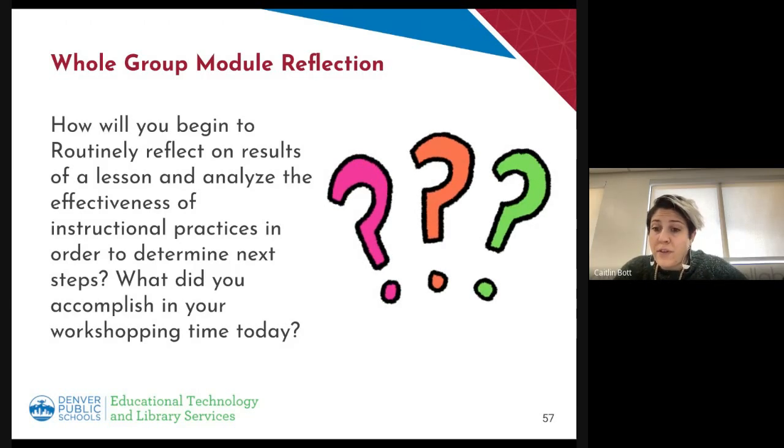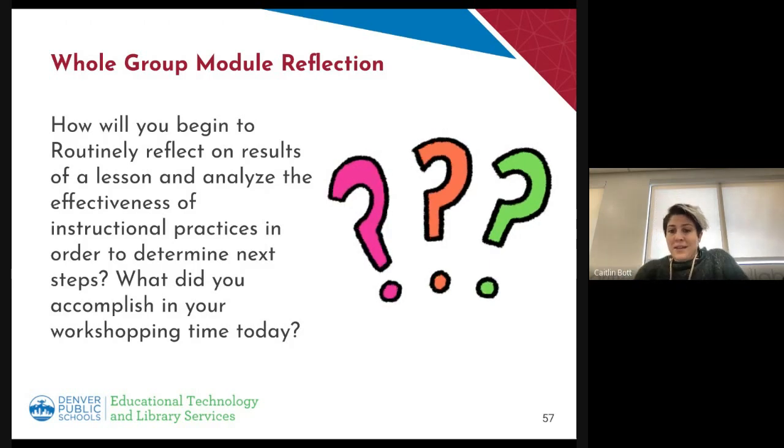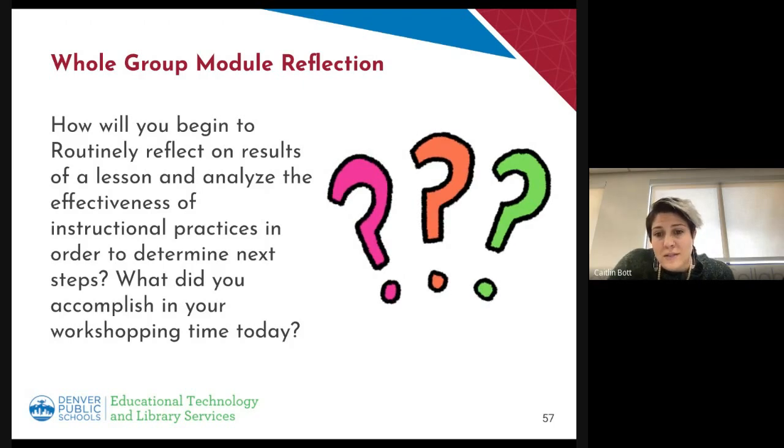We've got a couple of other examples brought in by Ms. Hendricks that we didn't even talk about today. So reflecting on those results of lessons and making sure that we are altering our instruction to meet the needs of our students.